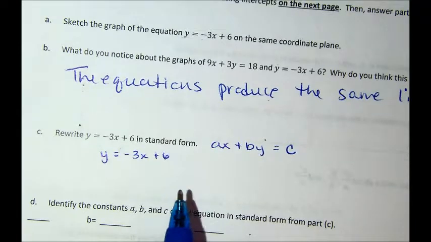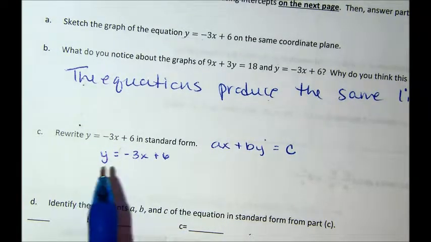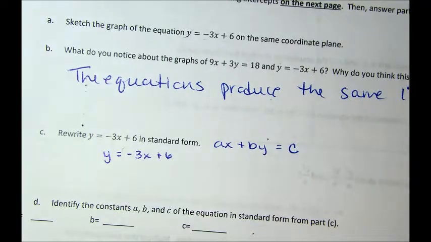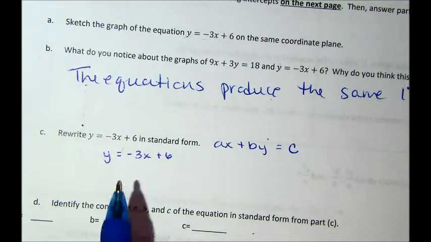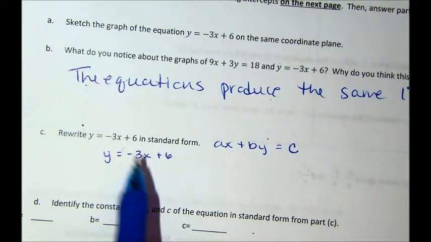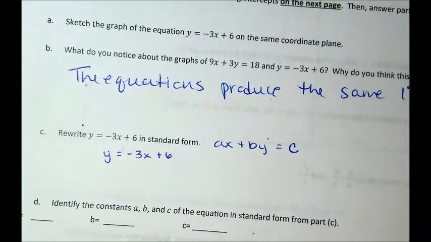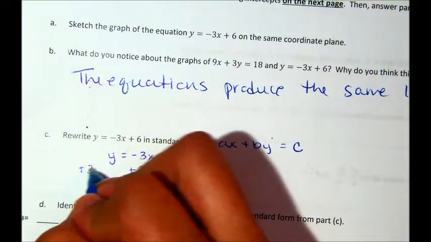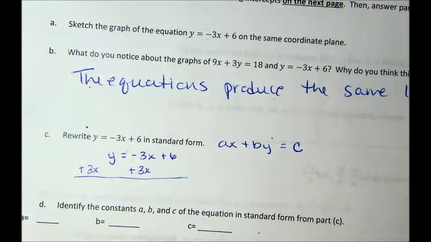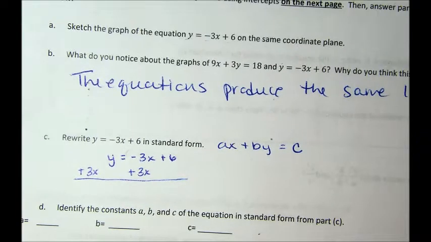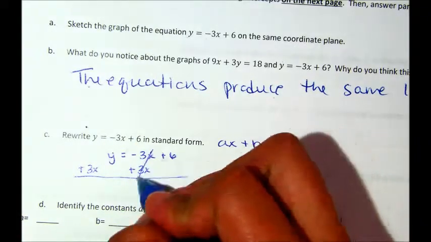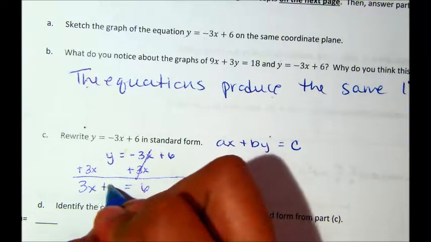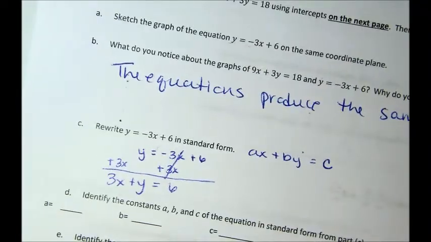When I look at my problem, I notice the variables x and y are not on the left side of my equation. What property of equality would I need to use to move the negative 3x from the right side of the equation to the left side of the equation? I would need to use the addition property of equality. So I'm going to add this 3x to both sides. When I add this 3x to both sides, on my right, my 3x's cancel out, and I'm left with just the 6. And on the left now, I have 3x plus y equals 6.